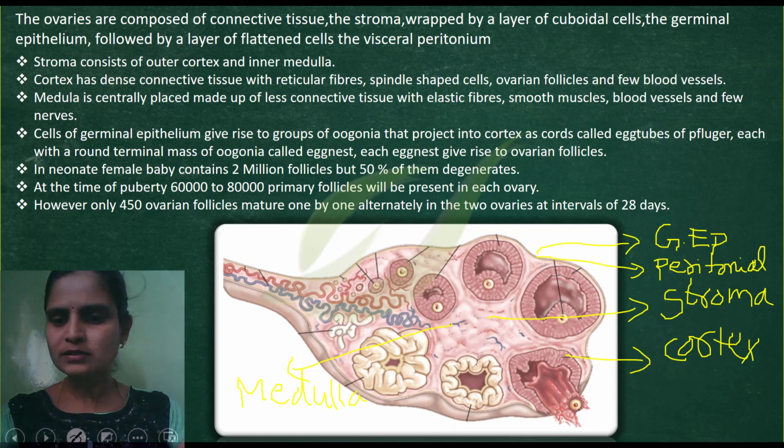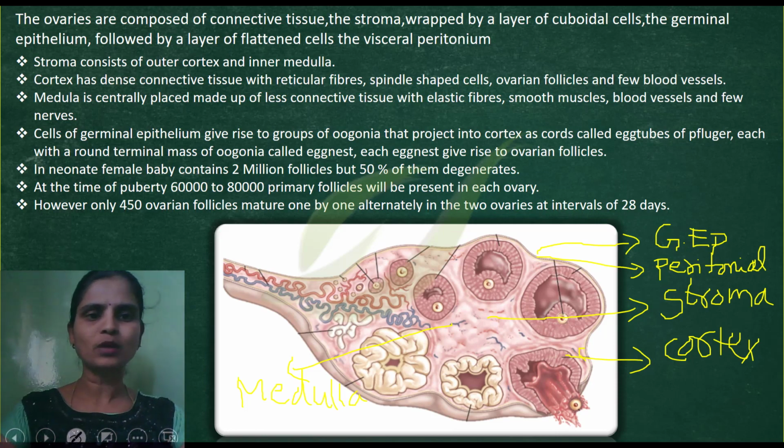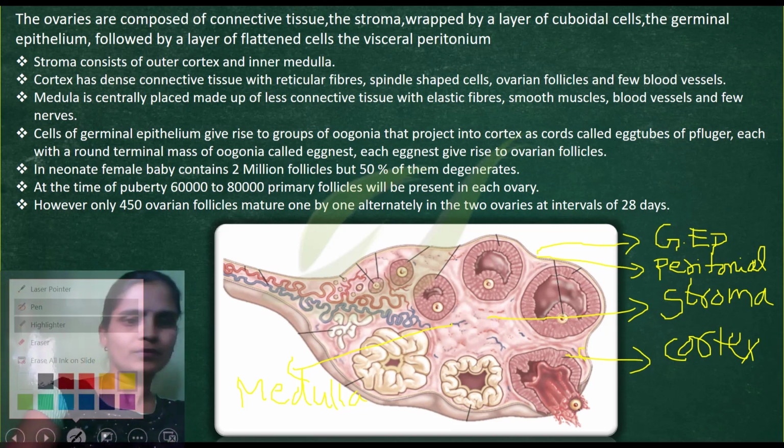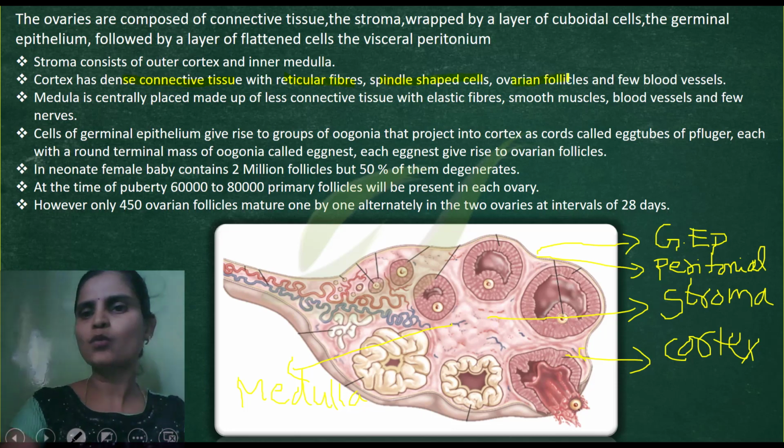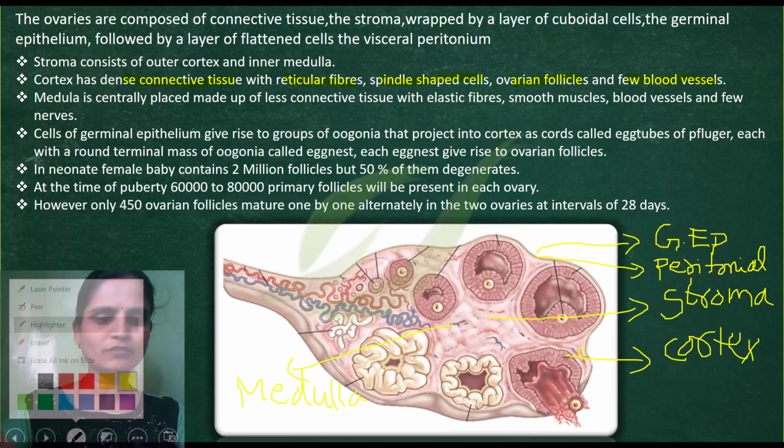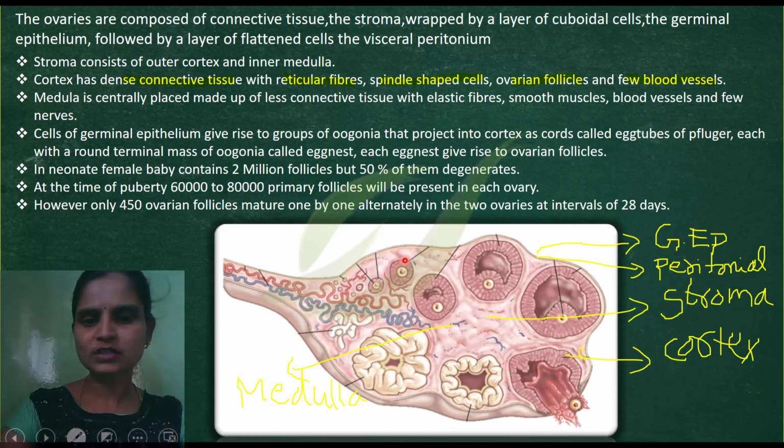So the cortex region and the medulla region. Cortex has dense connective tissues with reticular fibers, spindle-shaped cells, ovarian follicles, and few blood vessels. So as we have discussed, this is a cortex region which has reticular fibers, spindle cells present, and these are the ovarian follicles.